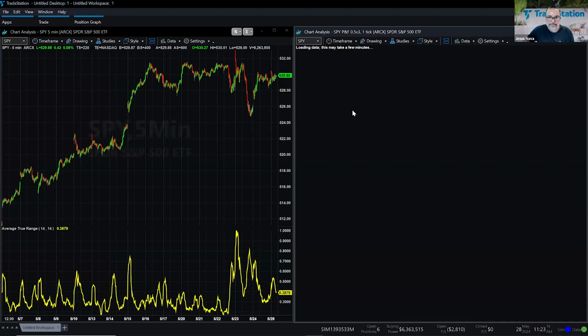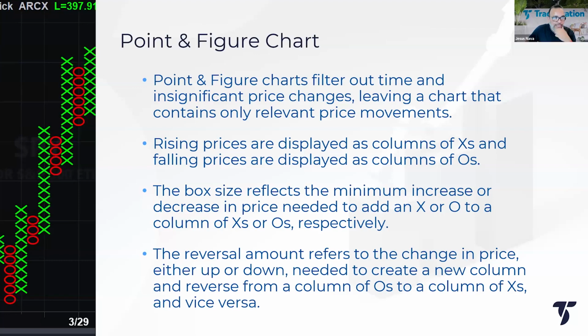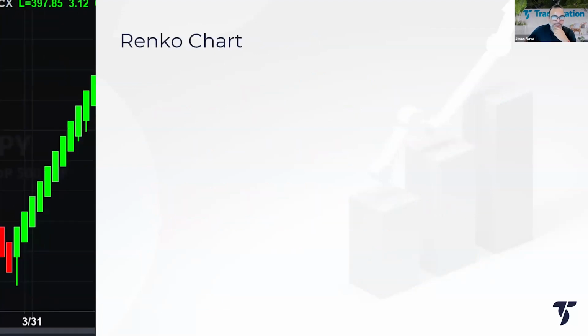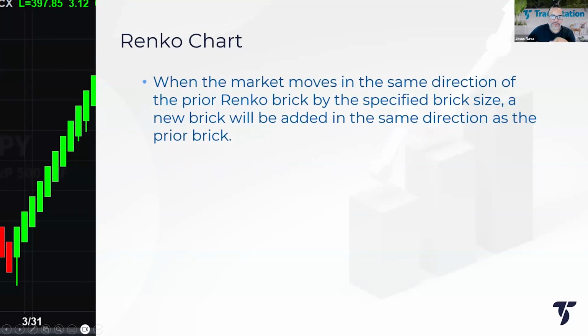In the meantime, let me see what's my next price-based chart that we have here in the PowerPoint. Renko. Renko is interesting. I've done many strategy testing on Renko and analysis techniques from Renko. I know many TradeStation users like Renko charts. When the market moves in the same direction of the prior Renko brick by the specified brick size, a new brick will be added in the same direction as the prior brick. This is very similar to the point and figure, and that's one of the reasons why I always bring them up together.